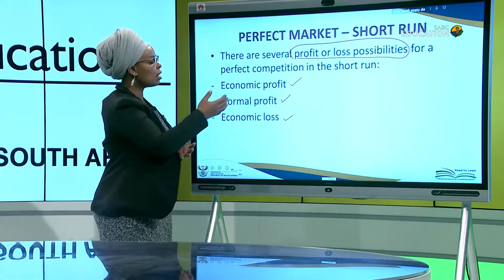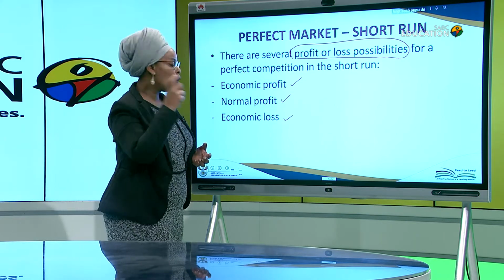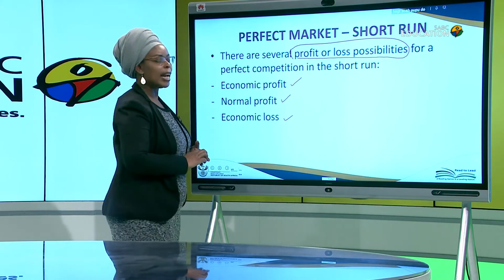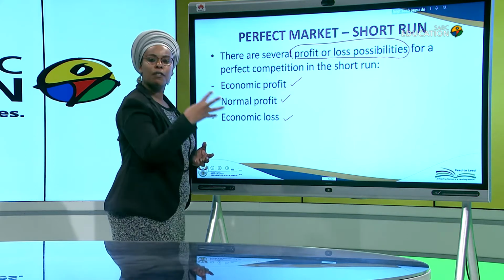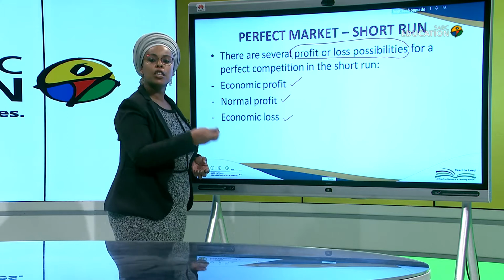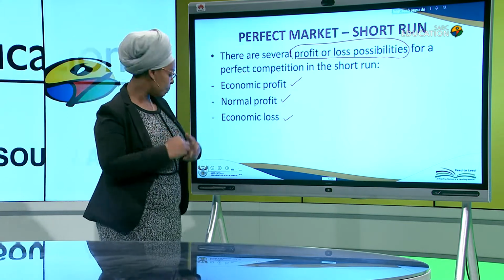When the majority of businesses will be making economic profit, there will be some which can make a normal profit. It is possible in the short run. And it is also possible for some businesses in the short run to make a loss. So hence we say there are possibilities.